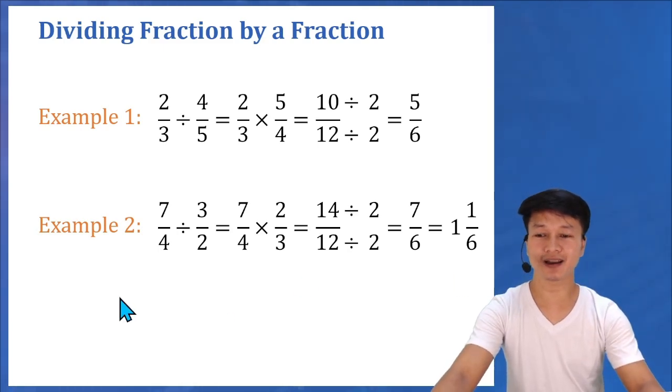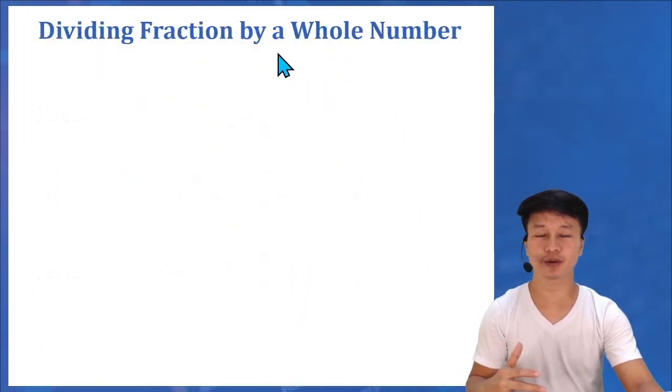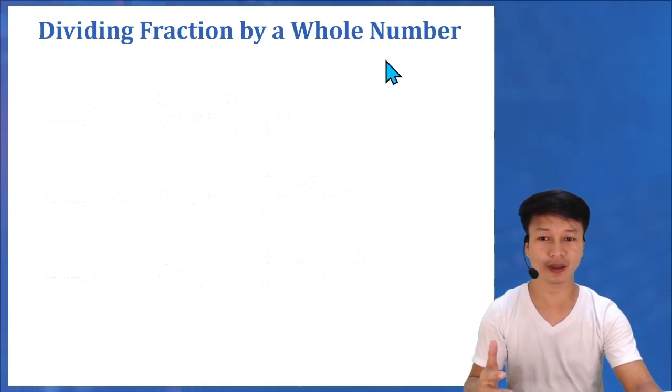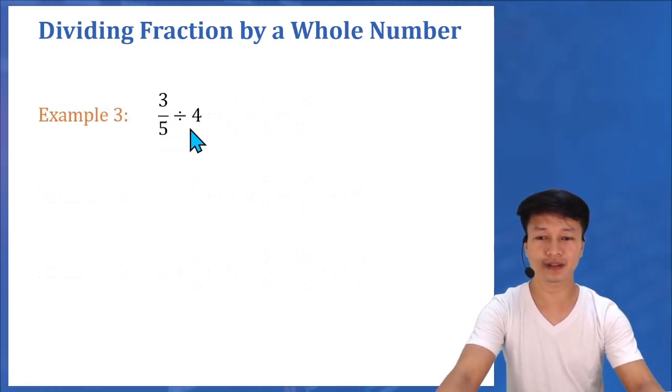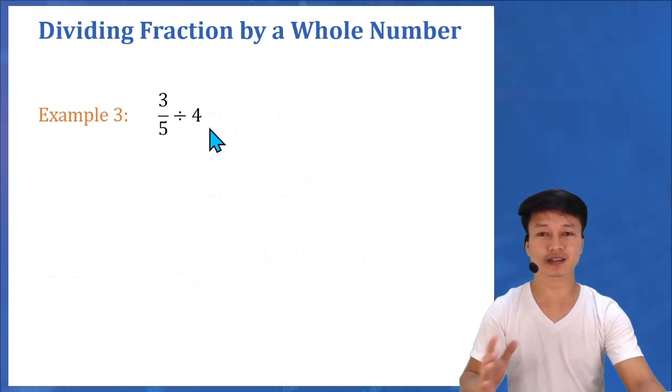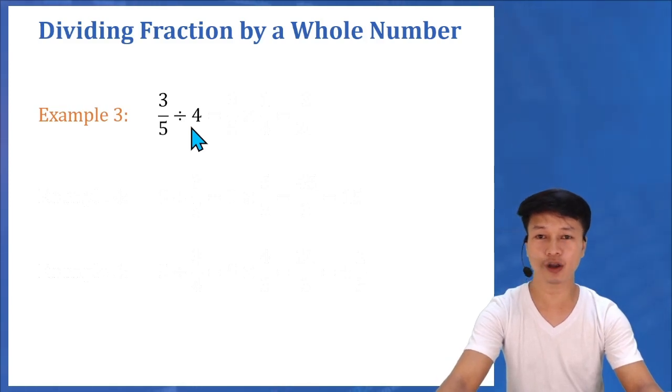Okay, so let's take another, example number 3. Oh, by the way, we are now in dividing a fraction by a whole number. How are we going to do that when a fraction will be divided by a whole number? So example number 3, we have 3/5 divided by 4. The same process: we are going to multiply the first fraction by the reciprocal of the second fraction. Although 4 is not in fraction form, it is understood that 4 has a denominator of 1 because all whole numbers have a denominator of 1. So this is equal to 3/5 times the reciprocal of 4, which is 1/4.